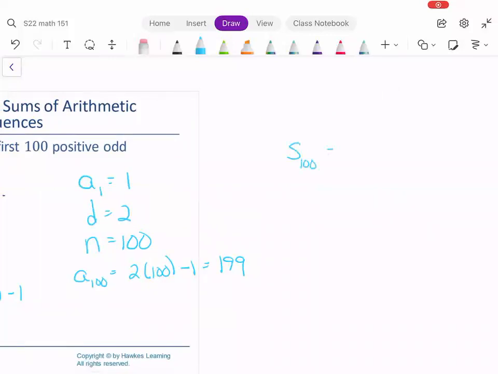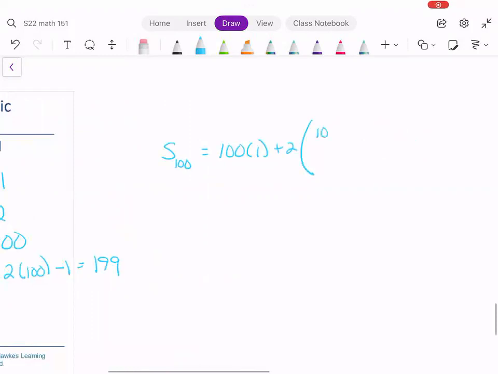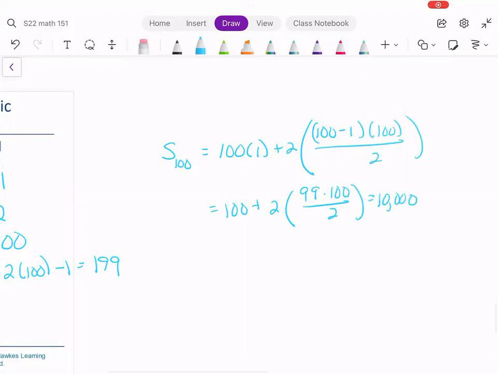I can calculate S sub 100 using the first formula: 100 times 1 plus 2 times 100 minus 1 times 100, all divided by 2, which equals 100 plus 2 times 99 times 100 over 2, which is 10,000. Using the second formula, S sub 100 is 100 over 2 times 1 plus 199, which results in 50 times 200, which is also 10,000.